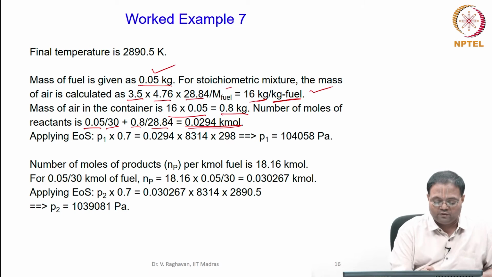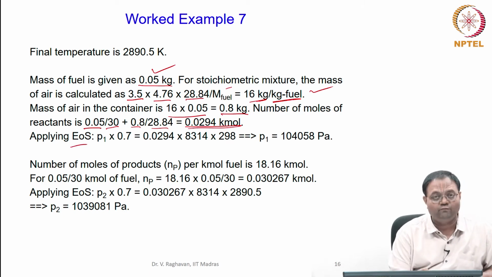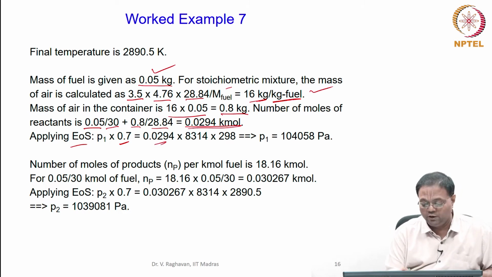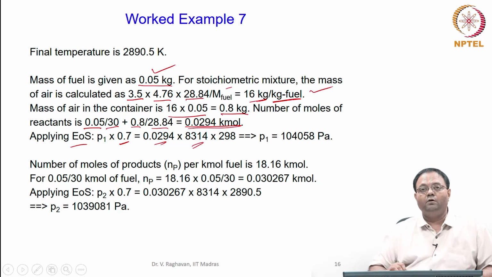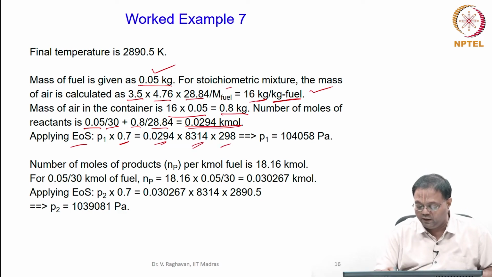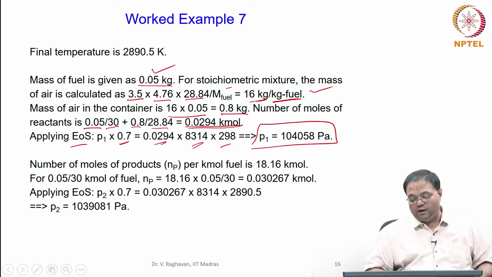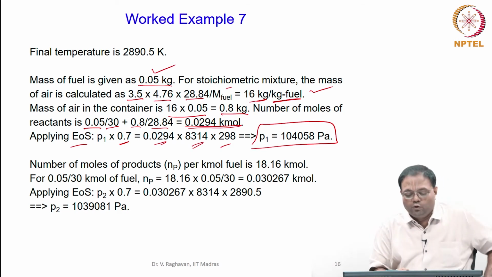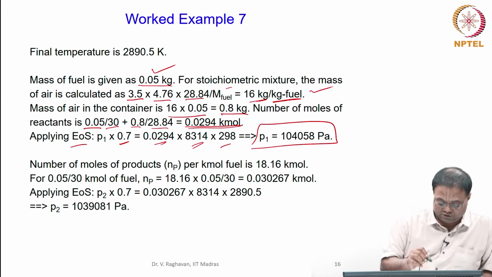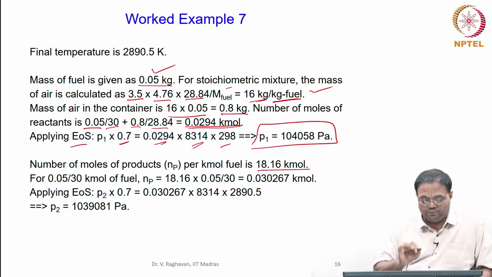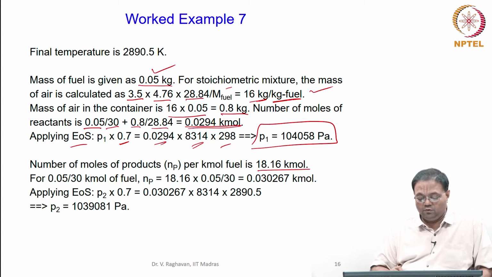Now, you use the ideal equation of state, P1, which you do not know, into V, 0.7 meter cube, is equal to the number of moles of reactant into the universal gas constant into 298. So, we get the P1. Okay. It is about 100 kilopascals, 104 kilopascals. Now, the number of moles of products is 18.16 kilomoles, number of kilomoles of products.